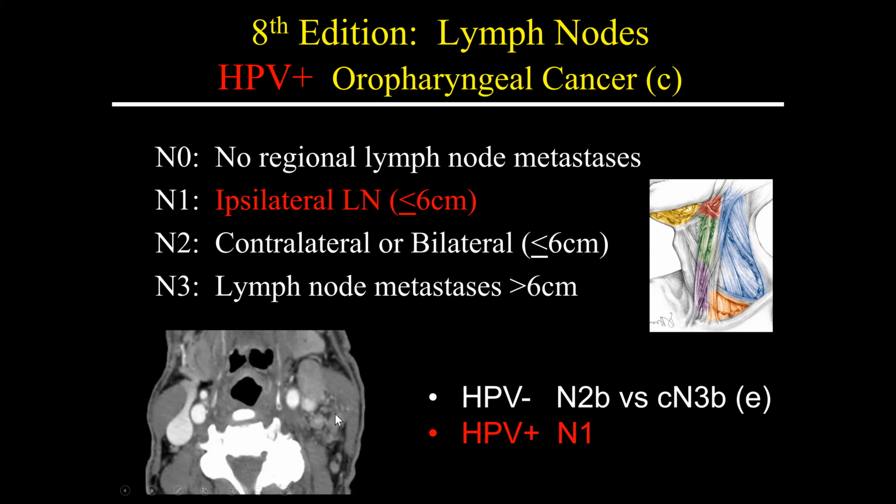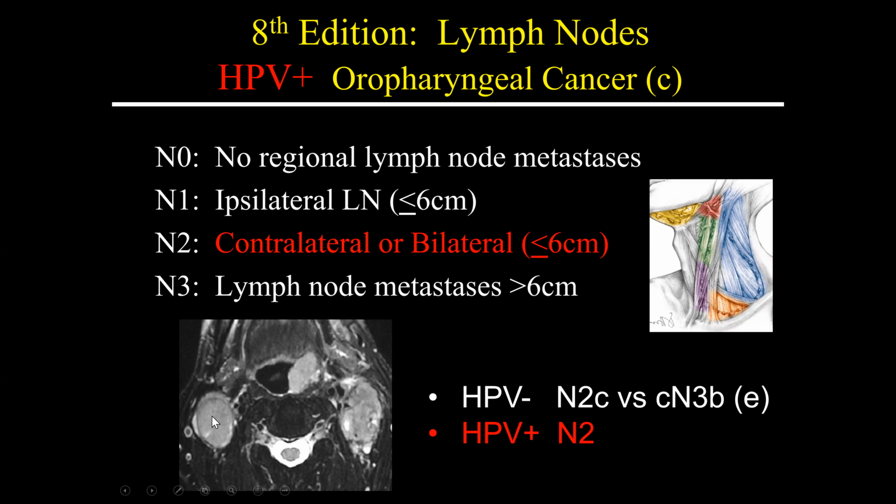Now, here's a patient that has multiple metastatic left-sided lymph nodes. If this patient was HPV negative, this would be N2B disease. Or if there was clinical evidence of extranodal extension, this would be N3B disease. But because this patient was HPV positive, this is N1 disease because there are still ipsilateral lymph nodes, all less than 6 centimeters. Again, you can see how that positively affects staging.